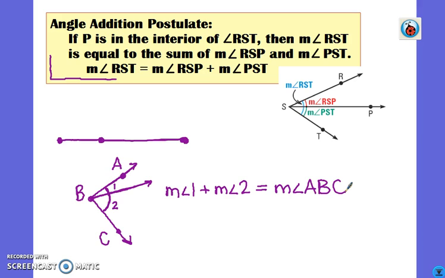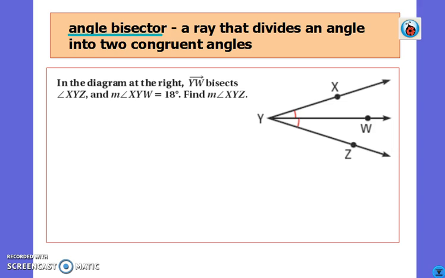Angle addition postulate. One other thing that's a little similar to a segment thing we learned is an angle bisector. An angle bisector is going to cut your angle in half. But not just in half, like in half into two congruent pieces. So if you take, I'm going to draw my own picture over here.